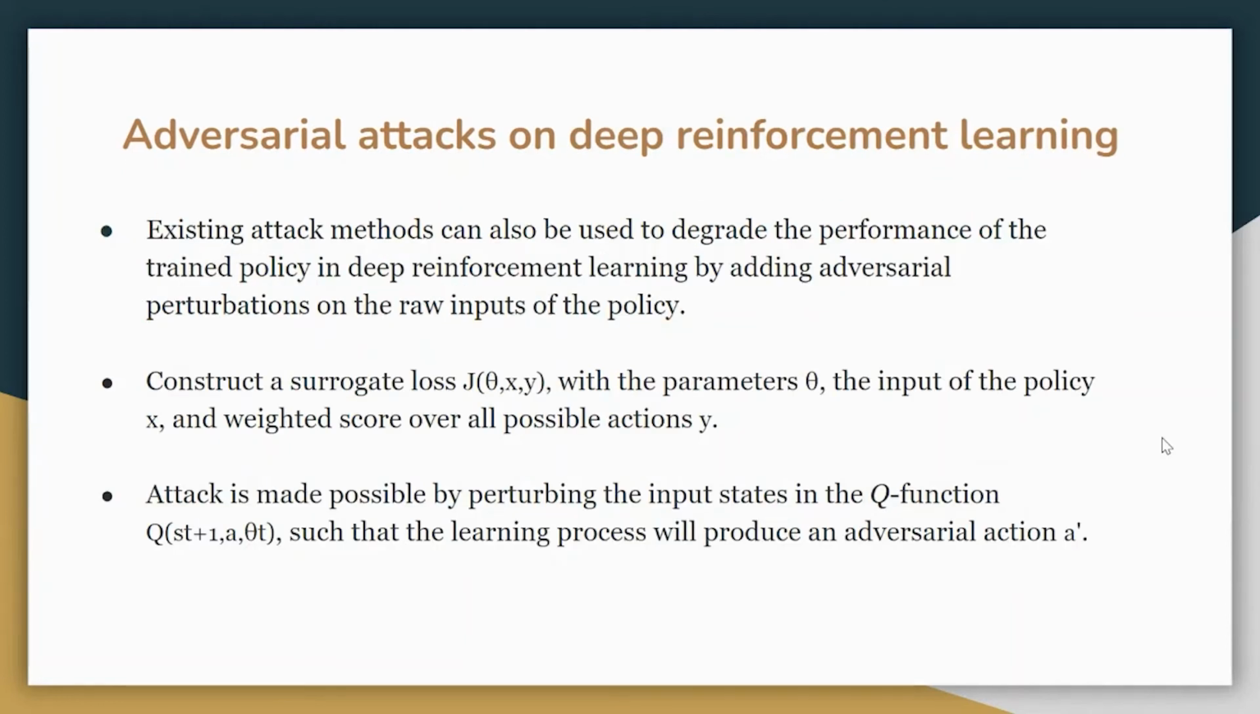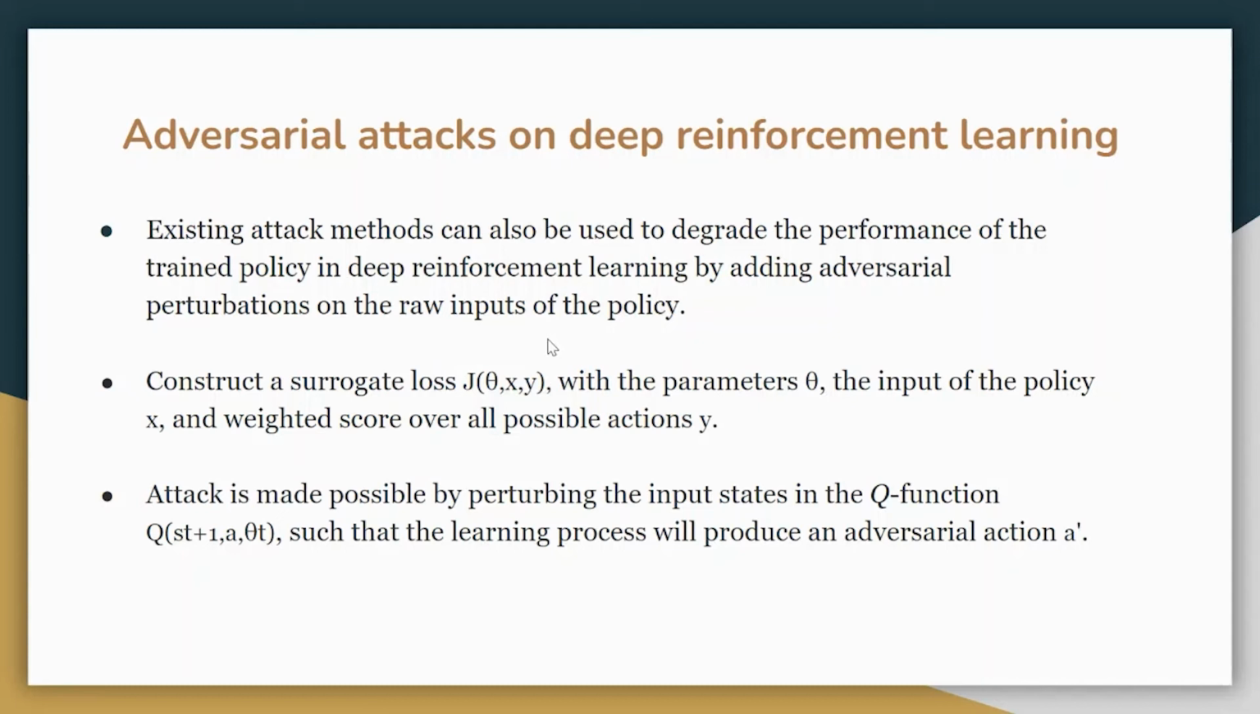And coming to deep reinforcement learning, it can also be used in order to degrade the performance of trained policies in deep reinforcement learning models. So there we have the state, we have an input of the policy, and the actions to be performed. So if we compute such a loss function taking into account all these three parameters, like the parameters we use for the reinforcement learning model, the input of the policy, and the weighted score over all possible actions.